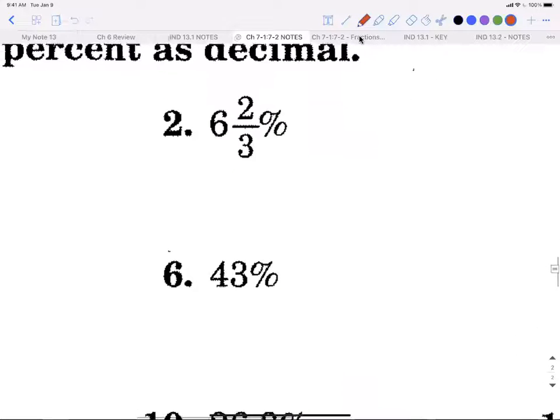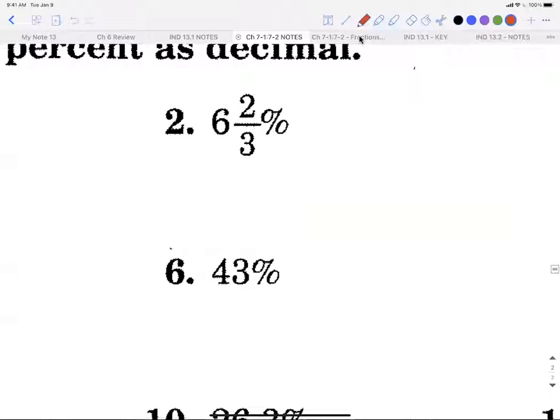Now, the only one that I want to do for you, because it's a little different, is one like this. Okay, now there's a shortcut and a long way to do it. I'm going to show you the shortcut first because, well, I like shortcuts. When you have a mixed number, part of that is a whole number and part of that is a decimal. Does everybody agree with that? What part's the whole number? The 6.